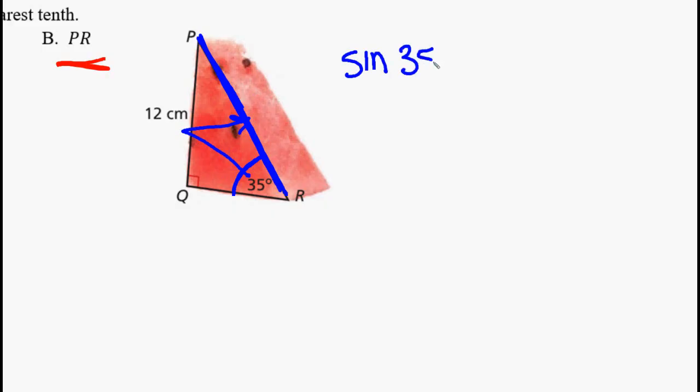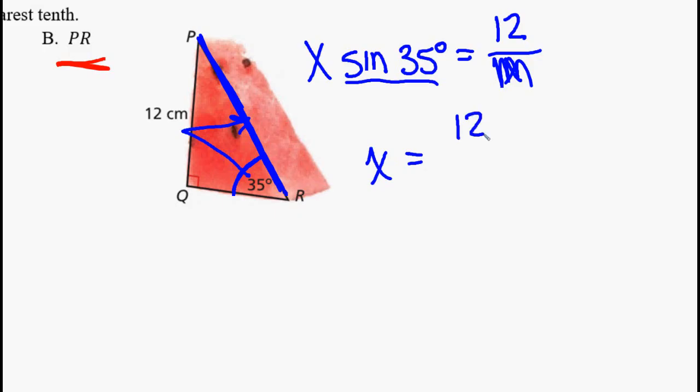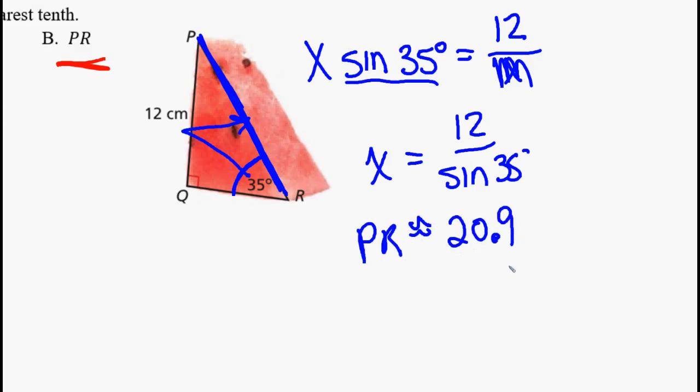The sine of 35 degrees equals 12 over unknown x. So again, to get x alone, first we're going to multiply both sides by x, so now it's over here. Then we're going to divide by this sine of 35. So our x value is 12 divided by sine 35. We punch that in our calculator, and we get the missing hypotenuse PR is about 20.9.